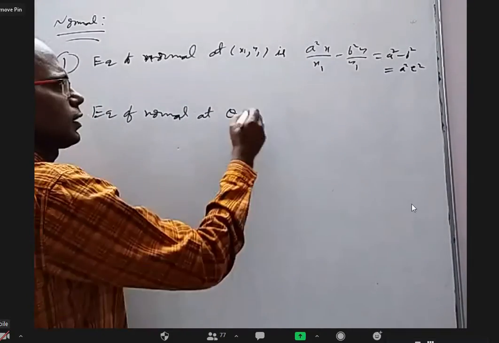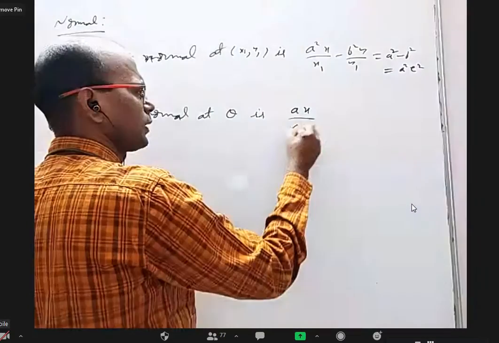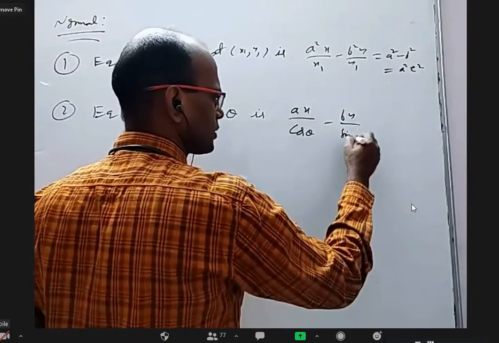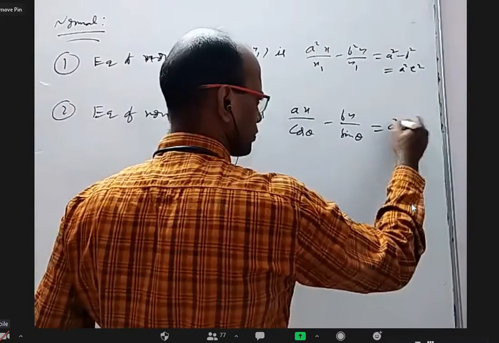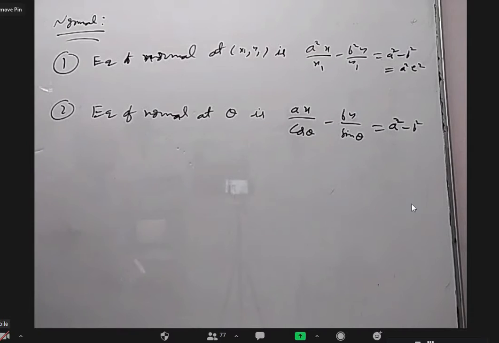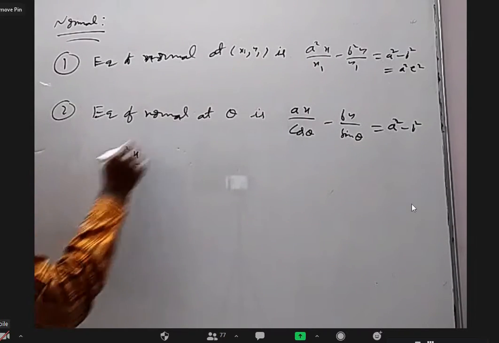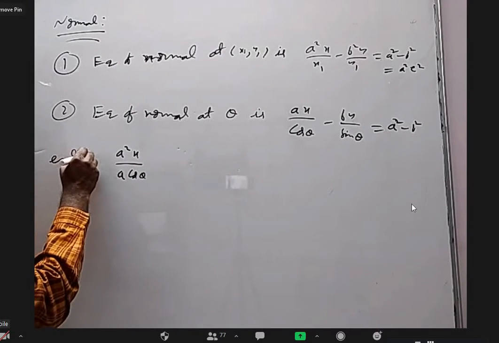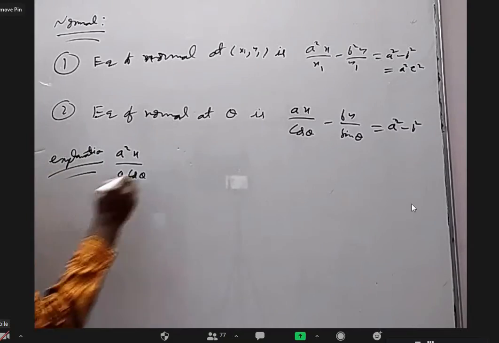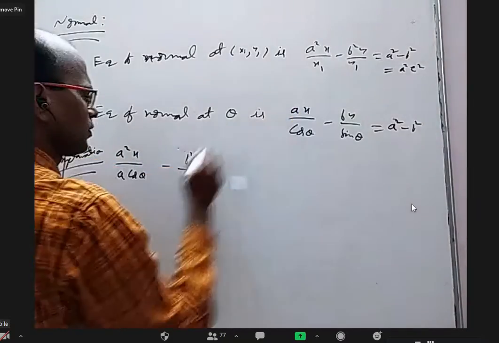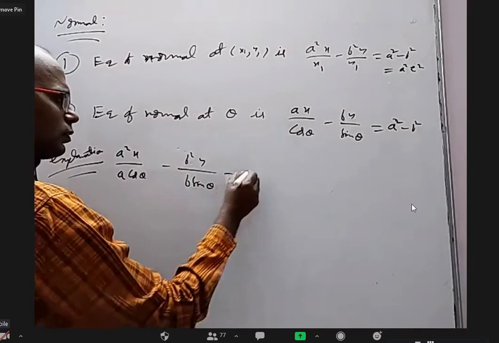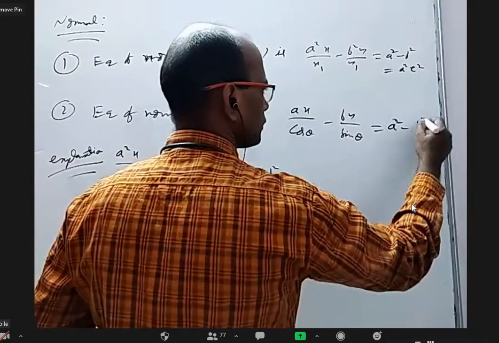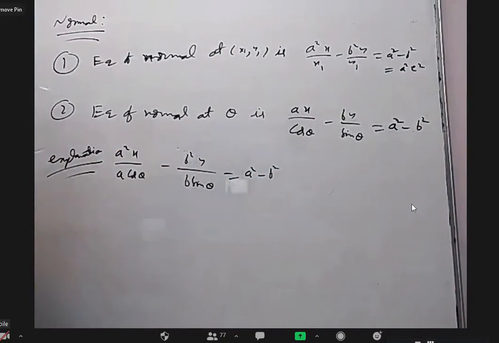Equation of normal at theta is ax by cos theta minus by by sin theta equal to a square minus b square. Okay, how did it come? A square x by, from the previous formula, in the place of x1 substitute a cos theta. Minus b square y by, in the place of y1, I can write b sin theta, equal to a square minus b square. Just cancel one a here, one b here, we'll get it.